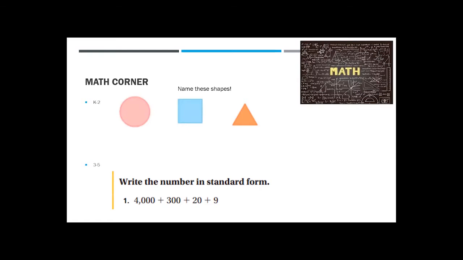For a kindergarten, first, or second grader who doesn't have the skill set of typing, you could put this pink shape, this blue shape, this orange shape on 3 separate slides that say math corner, and you could have everyone turn on their mic and tell you what the shape is.